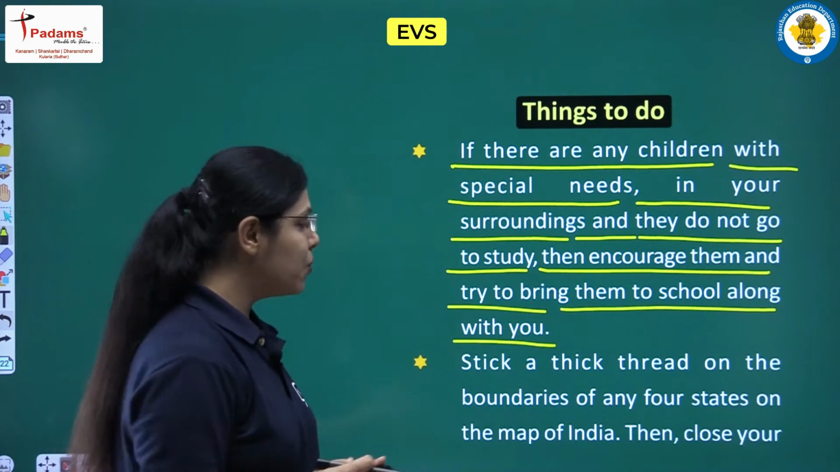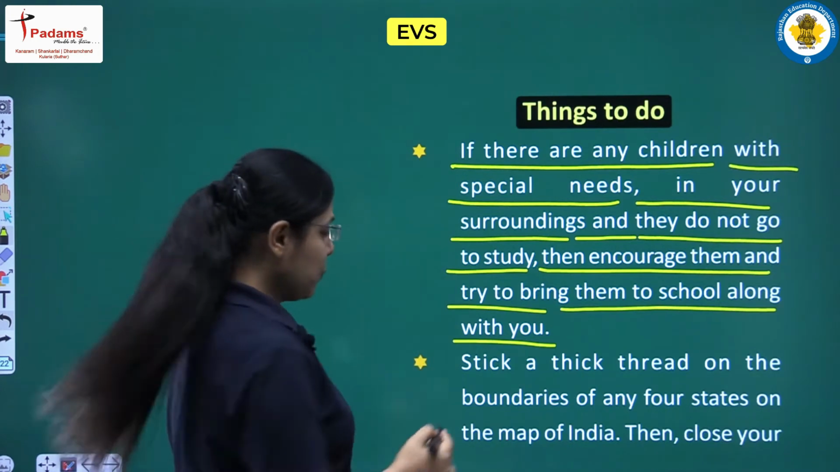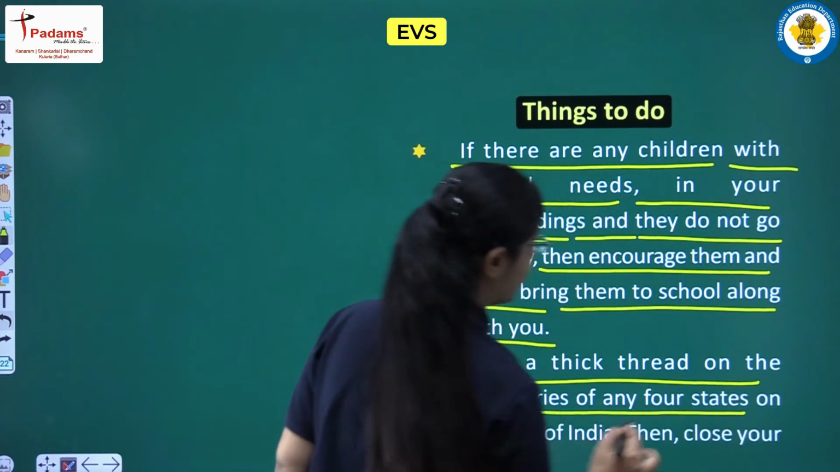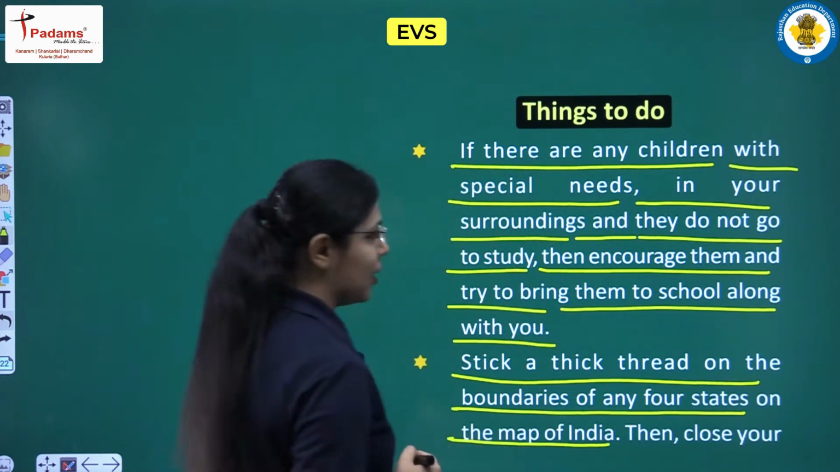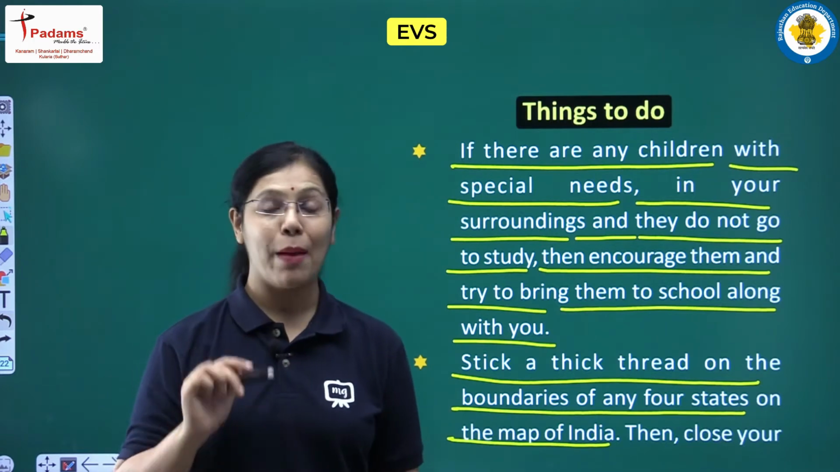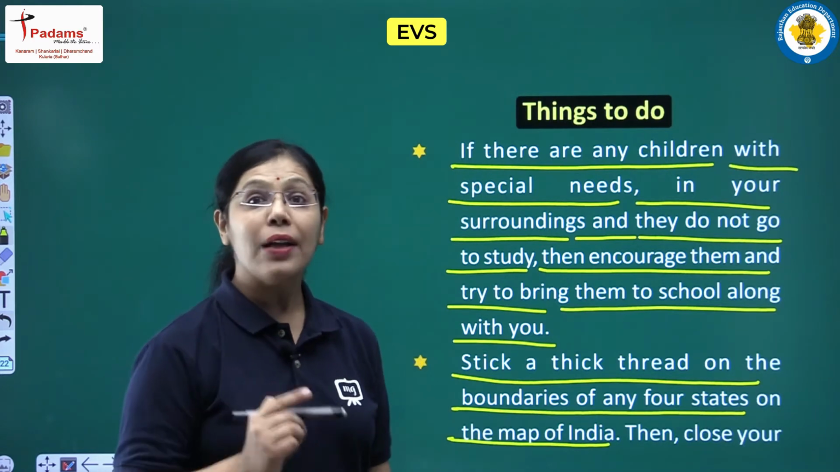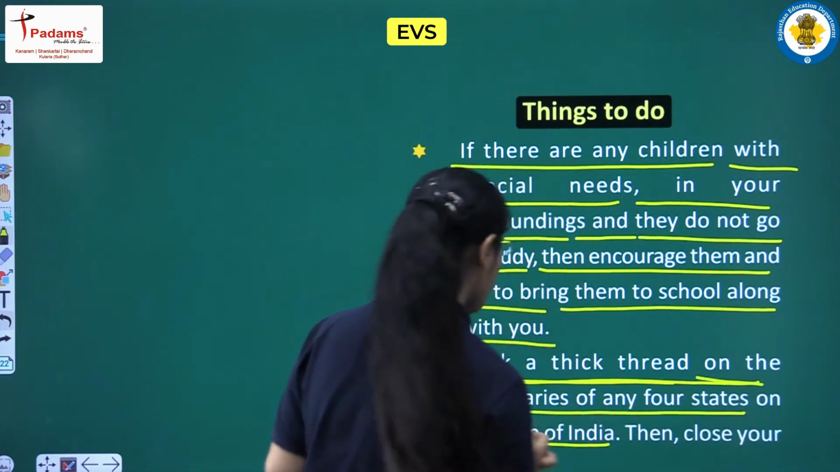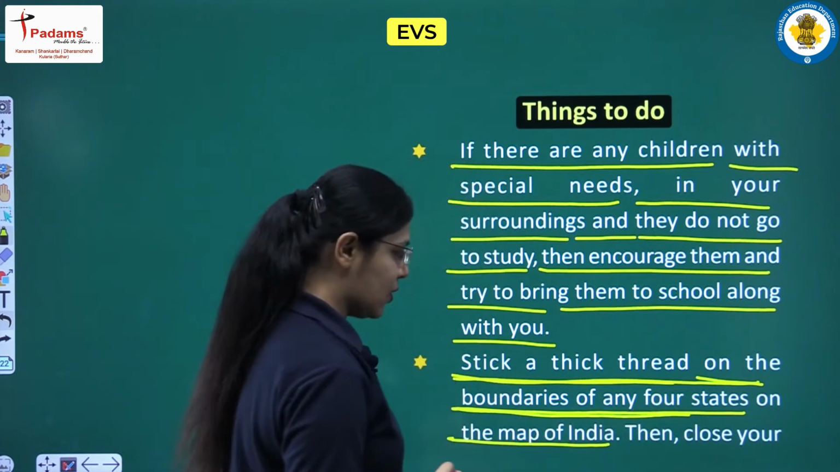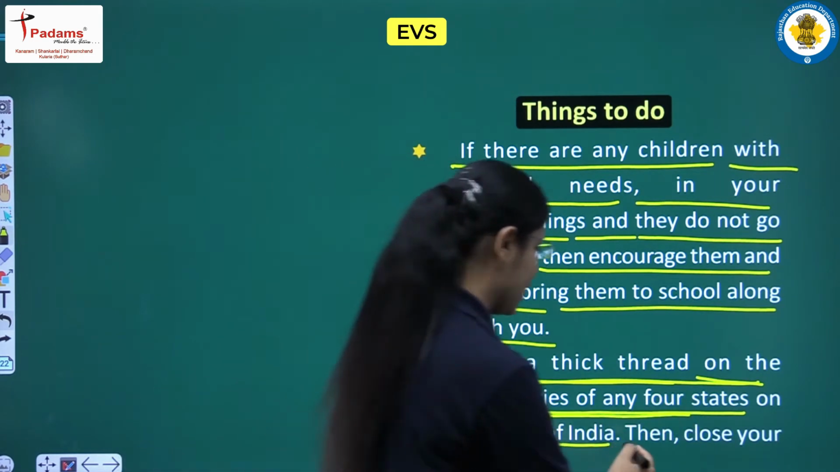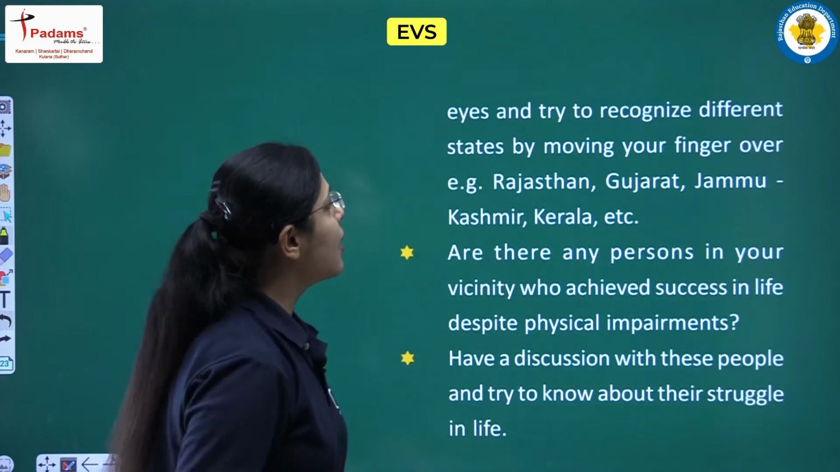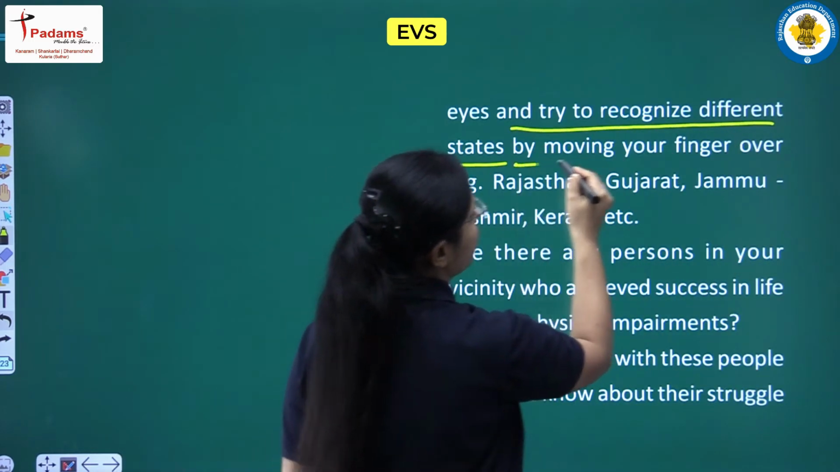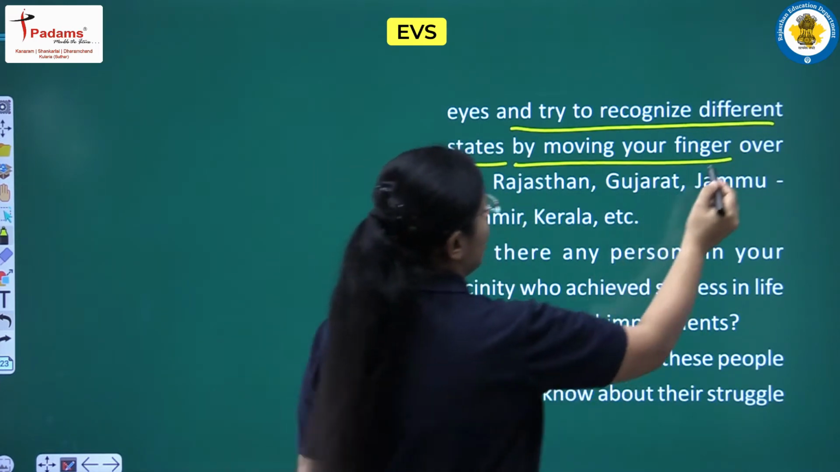The second thing you have to do is very interesting. Stick a thick thread on the boundaries of any 4 states on the map of India. So first of all, you have to take a map of India. Then on that map, you have to stick a thick thread on the boundaries of any 4 states. Then close your eyes. You have to close your eyes after that and try to recognize different states by moving your finger over.